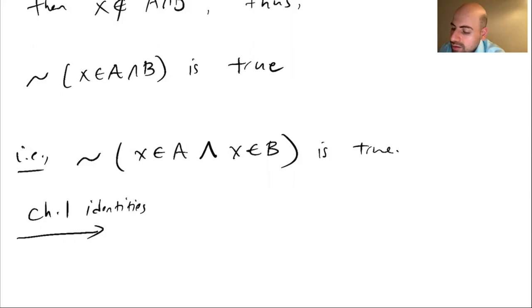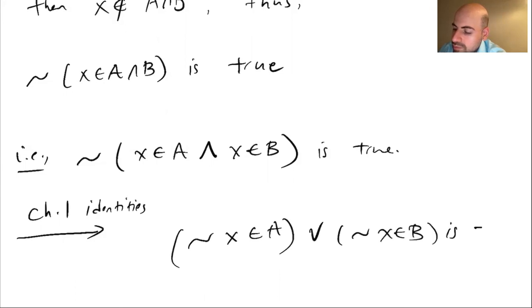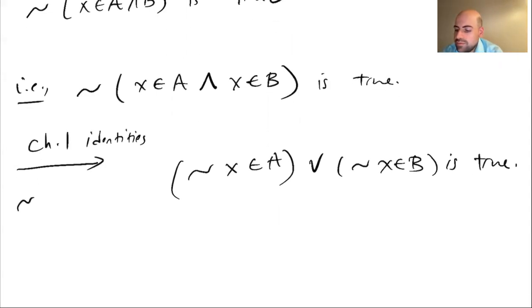Do you remember what this is? This is the negation of "X belongs to A" or the negation of "X belongs to B." The negation of (P and Q) is the same as negation P or negation Q.